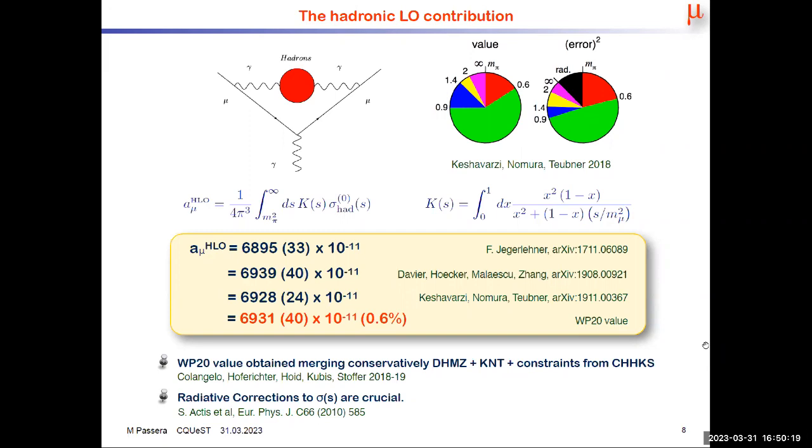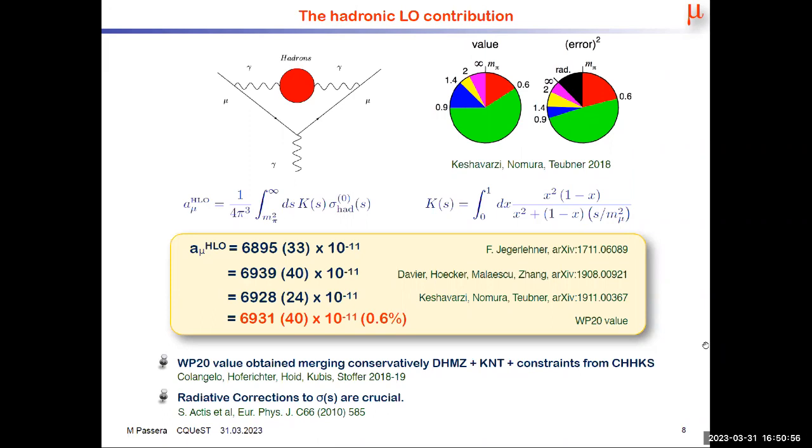This is the expression that is normally written, so you need to do this integral, where this is a known kernel function. It's written here in integral form, just because it's a bit lengthy if you write the integrated result. But this is the kernel function, and this is the experimental input that you have to use. So please do not be confused. We are talking about the theoretical prediction for the muon g-2, but to do this theoretical prediction, we are using some experimental input. And this experimental input is the hadronic cross-section of e+ e- into hadrons.